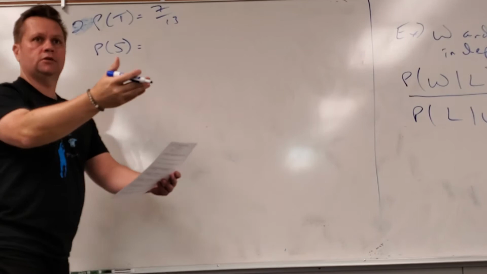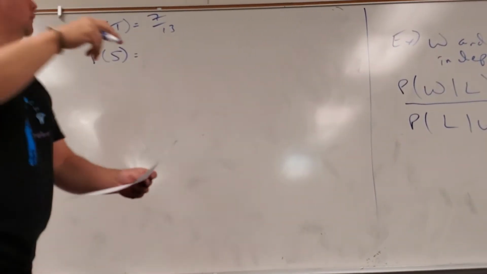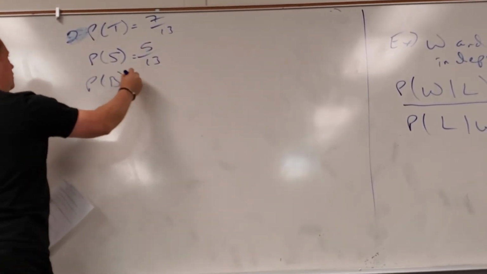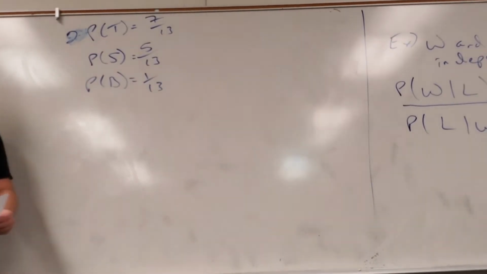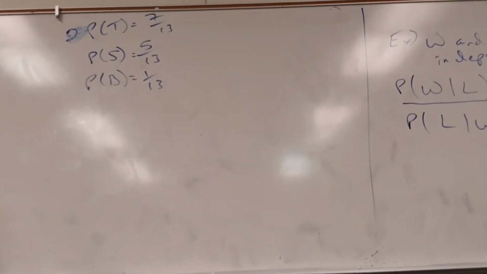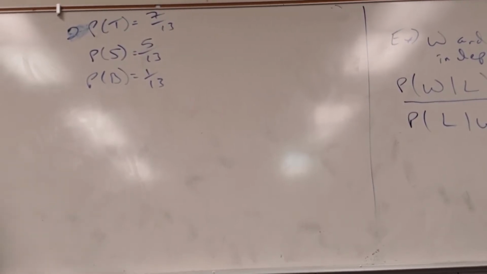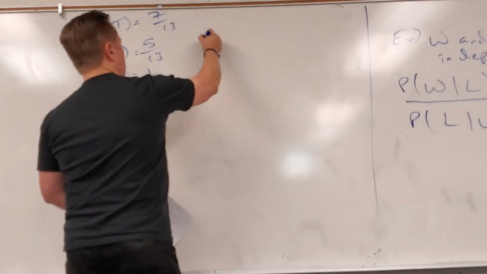Let's probably get a Snickers. 5 out of 13. And they'll probably get a Butterfinger. 1 out of 13. I didn't ask for those, but if I were you, I might do that for myself real quick. And now the questions become not too bad.